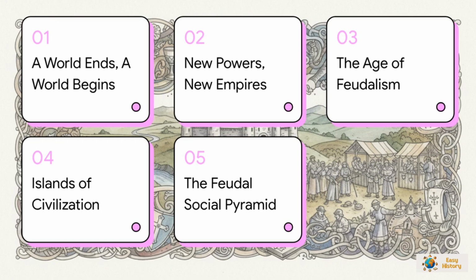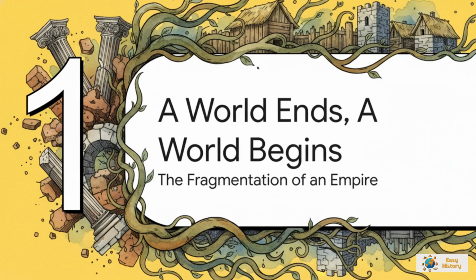So how in the world are we going to tackle 1,000 years of history? Well, we've got a roadmap. We've broken it down into 5 parts. We'll start with the end of Rome, check out the new empires that took its place, then we'll really define what feudalism was. After that, we'll bust that Dark Ages myth wide open, and finally, we'll look at the social pyramid that decided everyone's place in the world. All right, let's dive right in with the collapse.